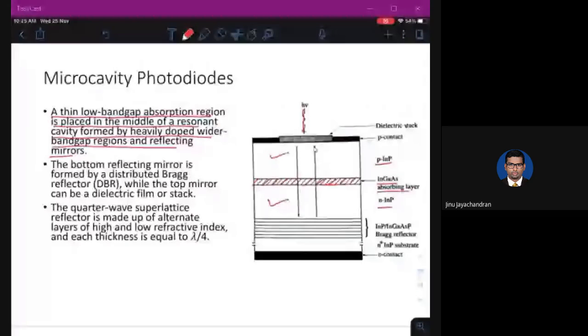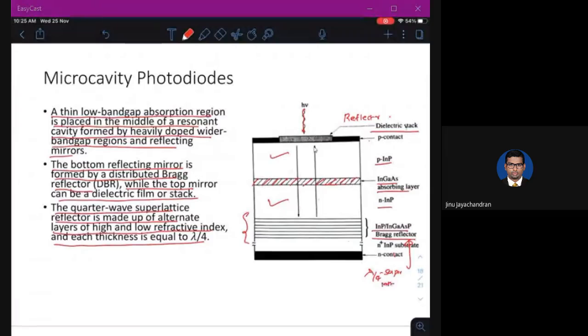The bottom reflecting mirror is formed by a distributed Bragg reflector, while the top mirror can be a dielectric film or stack. So this is something called a Bragg reflector. Whatever light is incident will undergo some kind of reflection. Similarly, there is a dielectric stack which is also a reflector. Now the quarter wave superlattice reflector is made up of alternate layers of high and low refractive index, each of thickness equal to lambda by 4. So this is a quarter wave, lambda by 4, superlattice.